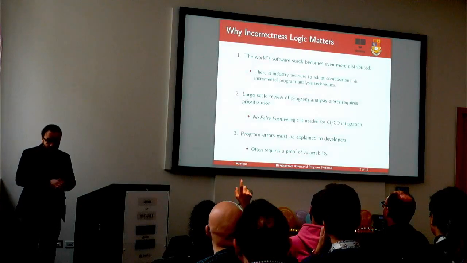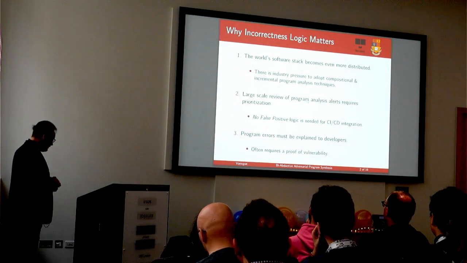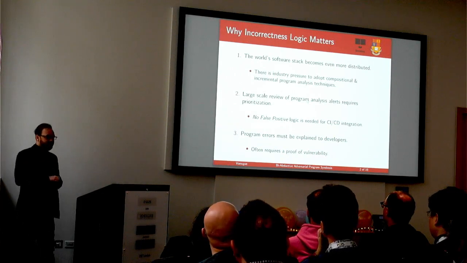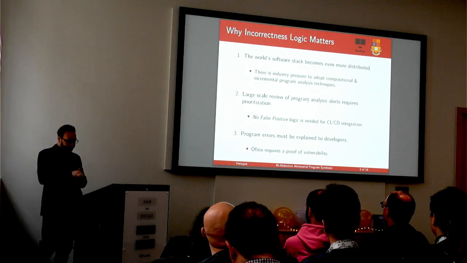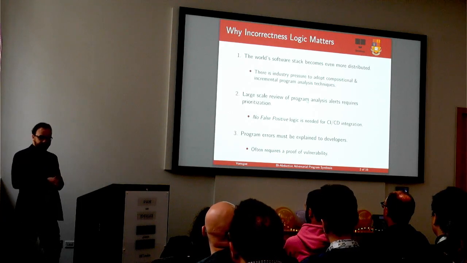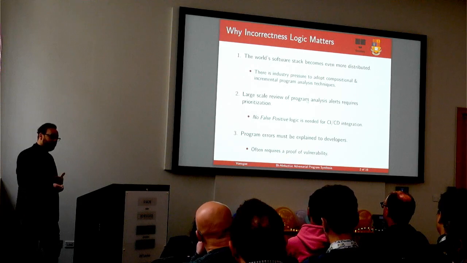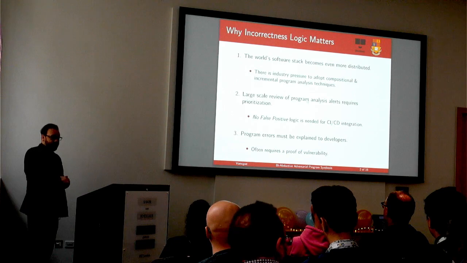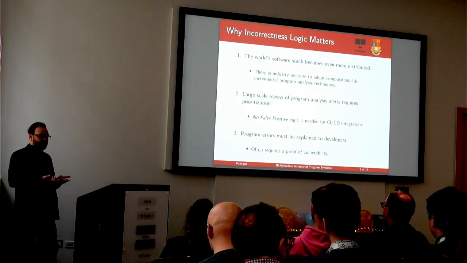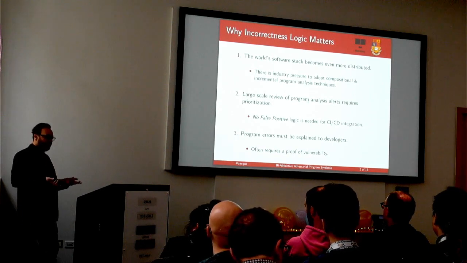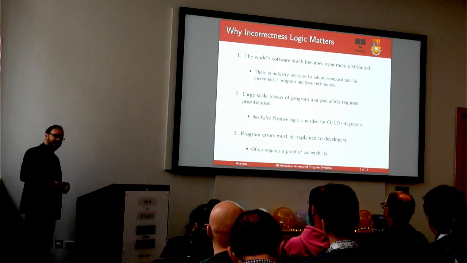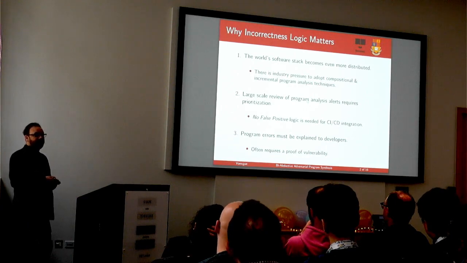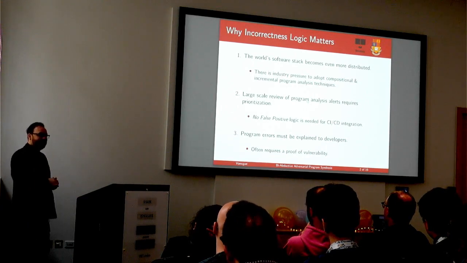Why? And the way I want to start here is why incorrectness logic matters. So obviously, we have more and more code. The software stack that we use in industry is becoming even more distributed. There's a lot of industry pressure to adopt tools that can actually be used by developers, things that can be part of the CI/CD, the continuous integration pipeline. And really, this is large scale. So we're not talking about a few tens of lines or hundreds of lines of code. We're talking about millions of lines of code, tens of millions of lines of code. And really, that dictates the adoption of no false positive logic. You may have heard that term before.